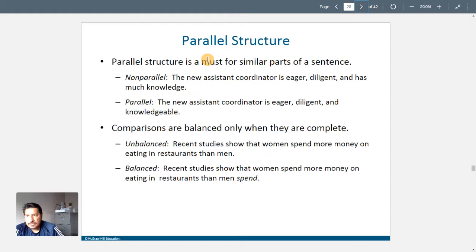Another topic in continuation of that: parallel structure. Now what is parallel structure? It is a must for similar parts of a sentence. For example, look at the parallel: the new assistant coordinator is eager, diligent, and knowledgeable. Non-parallel: the new assistant coordinator is eager, diligent, and has much knowledge. So you always write and come up with a plan, come up with alternative, good choices of words, and you write it down.